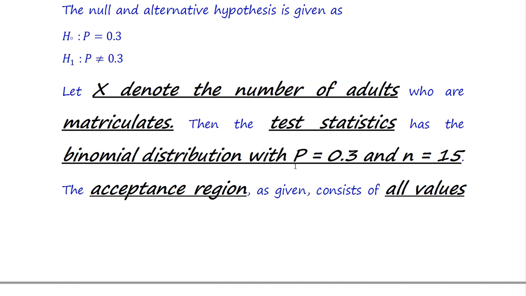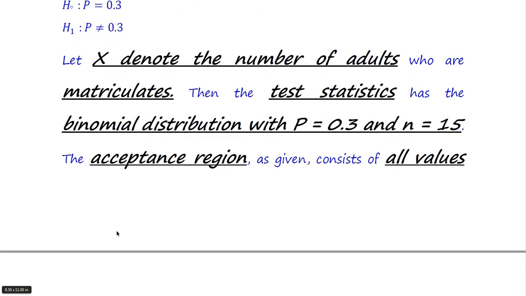This is the probability of success. Our probability of success is one parameter, the thing which we want to calculate, and the other parameter is the sample size, which is 15. In hypothesis testing we have two regions, the acceptance region and the rejection region. If the values fall in the acceptance region, we accept our null hypothesis. If the values fall in the rejection region, we accept our alternative hypothesis.